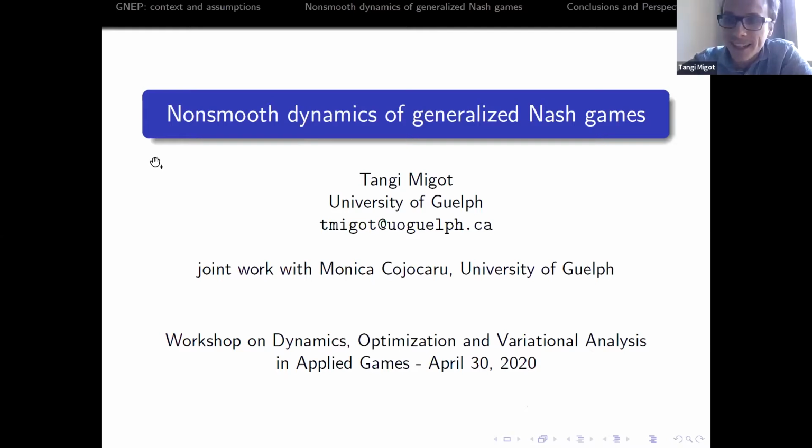I'm really looking forward to all these talks during these 2 days, and now I will do my part of the job. So I will also talk about generalized Nash equilibrium problems, and in particular, talking about some works we did with Monica. And we were mainly interested in finding numerical methods to compute the Nash equilibriums.